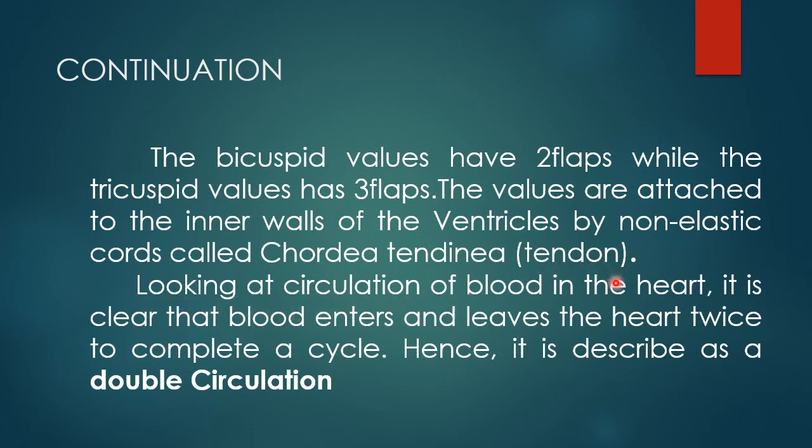Looking at circulation of blood in the heart, it is clear that blood enters and leaves the heart twice to complete a cycle, and hence it is described as a double circulation. We call it double circulation. This is just adding.